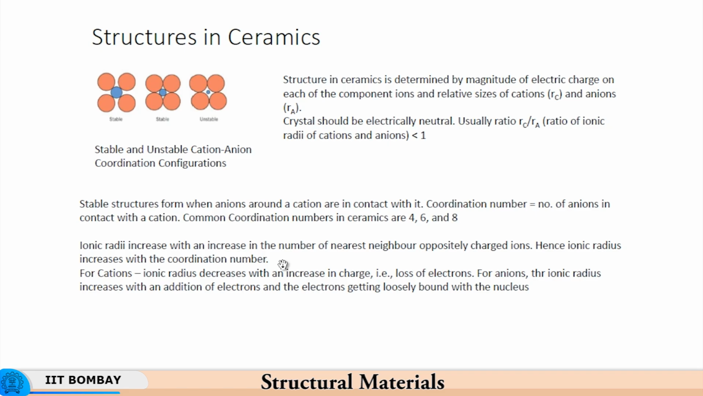So this is a cation at the center, with anions all around, and since they are in contact with each other, I mean the central cation is in contact with all four, it is stable. Here also it is stable, but here the cation is too small, and therefore it is not possible for it to contact. So this kind of arrangement is unstable. So the structure depends upon the ionic radius.